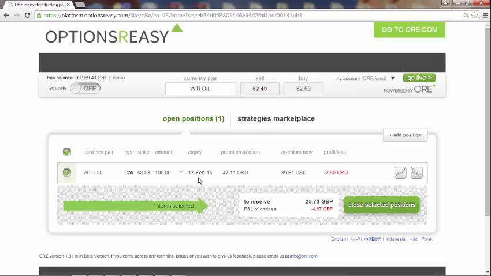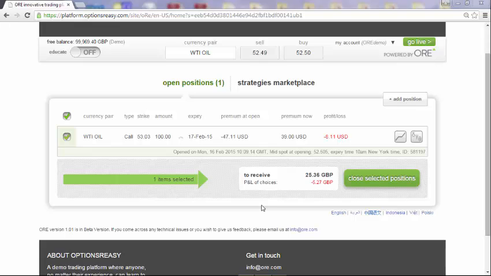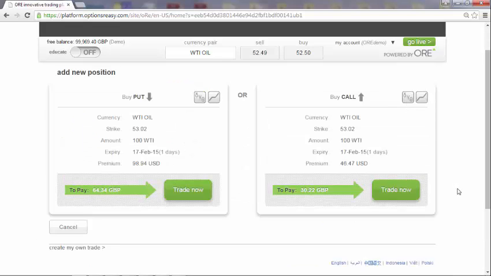Or if I do wait until expiry, which is 10 a.m. New York time, the option trade will be automatically closed and the premium now will be credited to my account. From the Open Position screen, you can click Add Position to get back to trading. You are taken again to the new mode of trading.